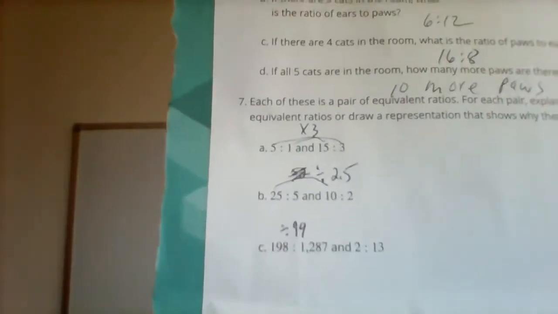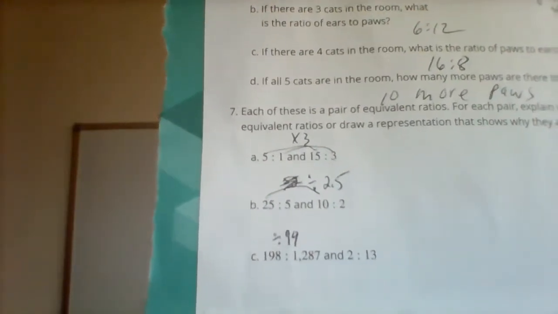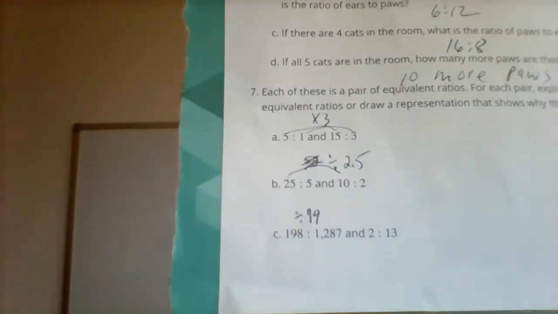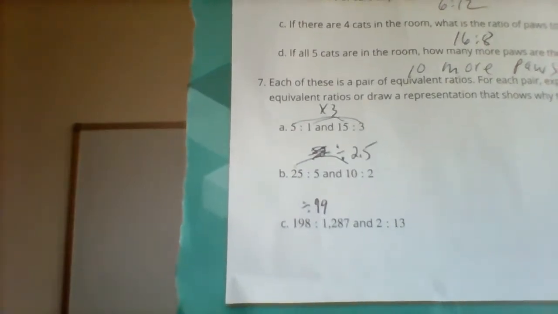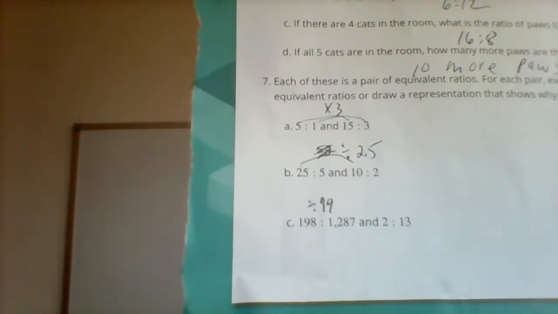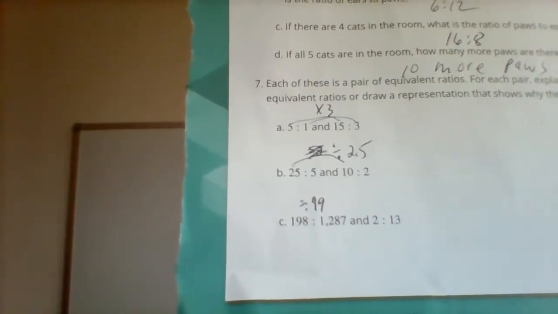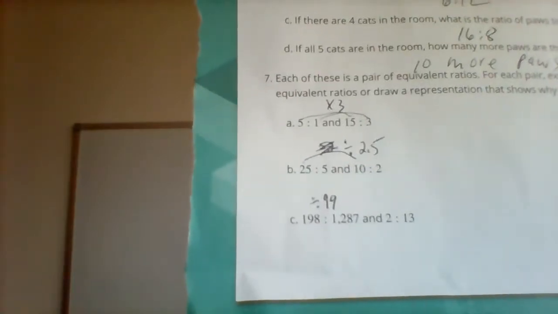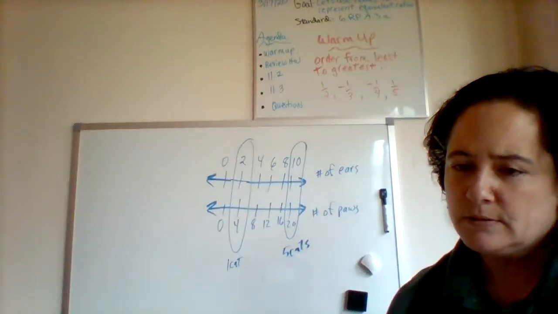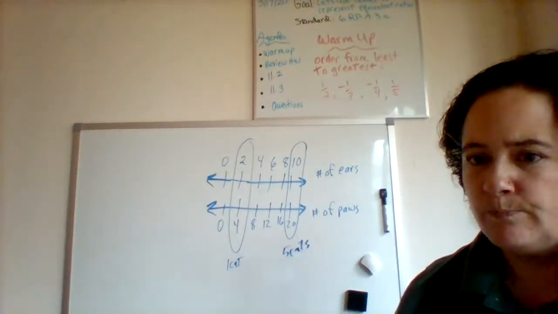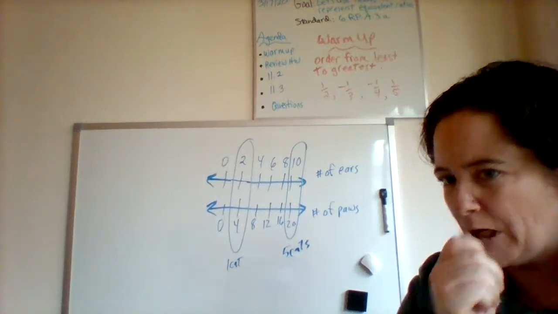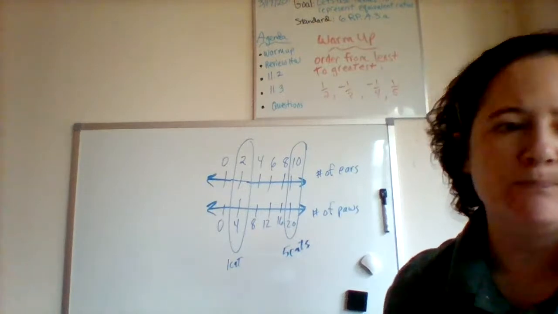Okay, how about letter B? 25 divided by 2.5 is 10. And then the last one, I divided by 99. Any questions? Okay, then we're going to move on, all right?